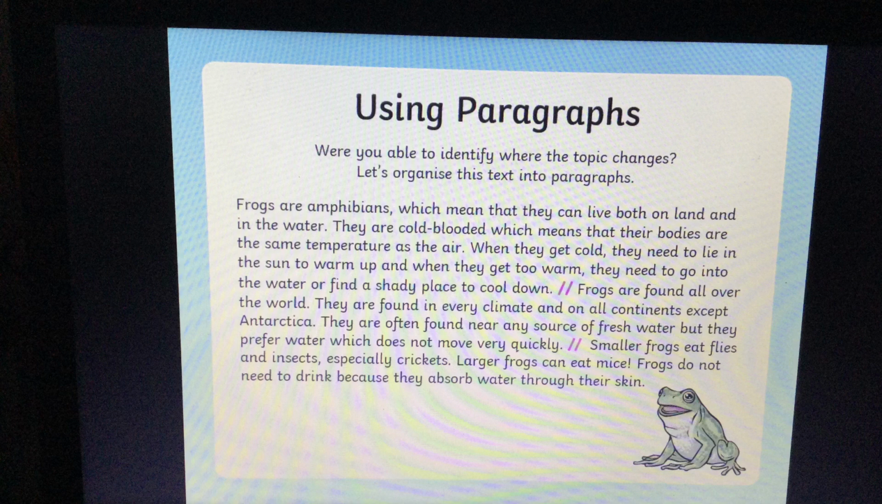So the first paragraph is talking about the frogs being amphibians and about them being cold and warm. And then the next paragraph moves on to where they are found in the world. And the last one is talking about what they eat.